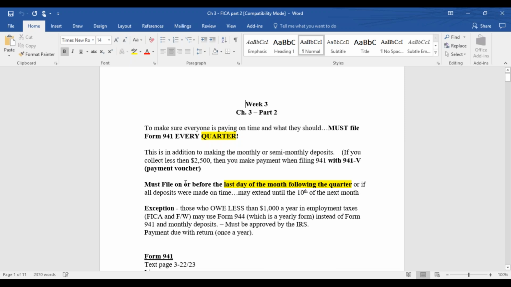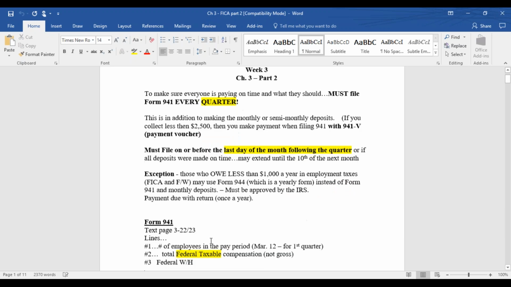items. The 941, it's due the last day of the month following the end of the quarter. So say for example, the first quarter ends March 31. So technically you would be having to send in your 941 by April 30th. Notice they do give you an extension until the 10th day of the next month, so that instead of April 30th, it would be May 10th if you made all your deposits on time for that quarter, so an extra 10 days. Let's now go ahead and look at the form 941.